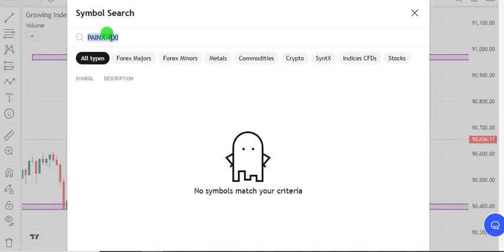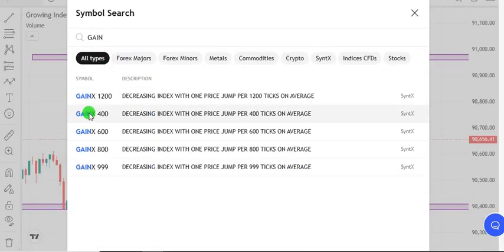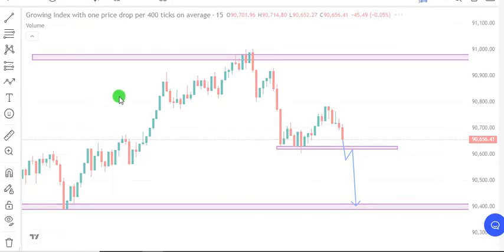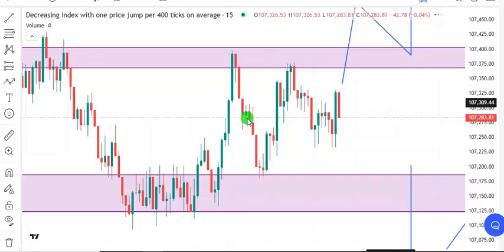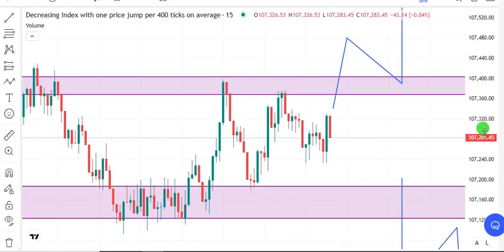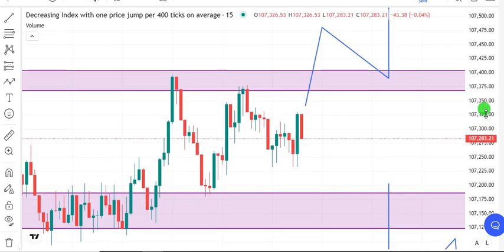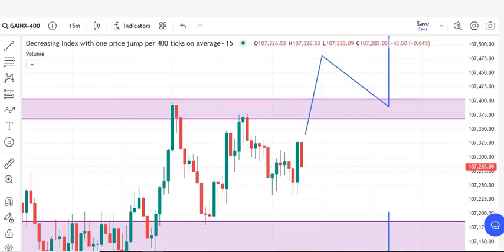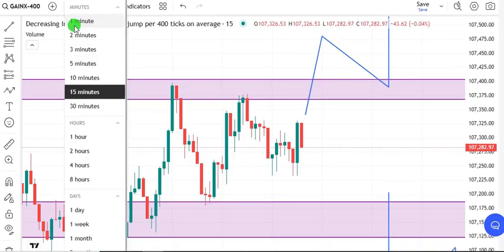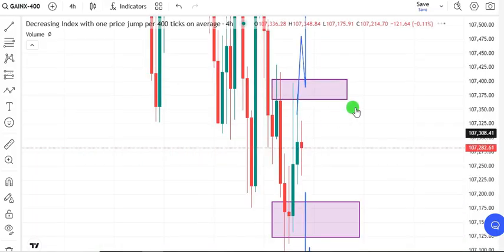So let's go to GainX, the younger brother or sibling, GainX 400. On GainX 400, a similar thing is happening. Let's just check out the analysis. I think this was analyzed a bit earlier, so we won't waste much time on it. Let's go straight to the H4. Now going to H4, here are the zones you can use to mark as yours.